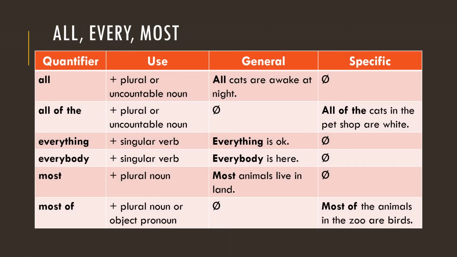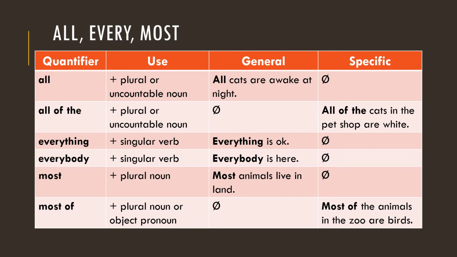Here we have a chart that summarizes the use of these three words according to how specific they are. All, for example, is followed by a plural or uncountable noun. All cats are awake at night. So we are generalizing all cats. But if we want to be specific and talk about the cats in a place, we're going to use all of, followed by a plural or uncountable noun as well. All of the cats in the pet shop are white. So we are specifically speaking about the cats in the pet shop.